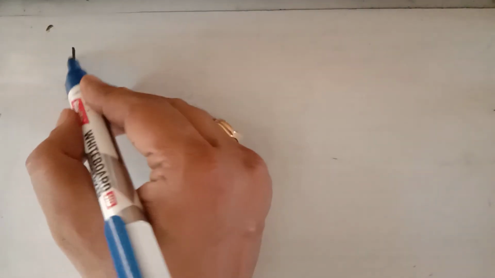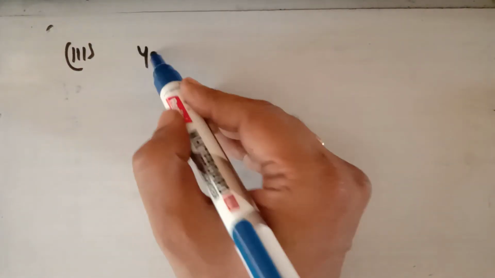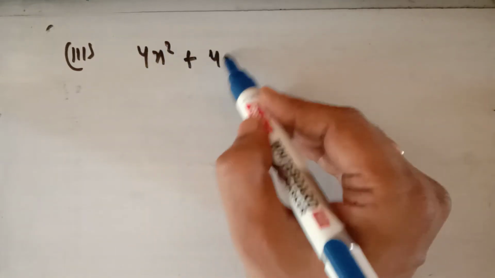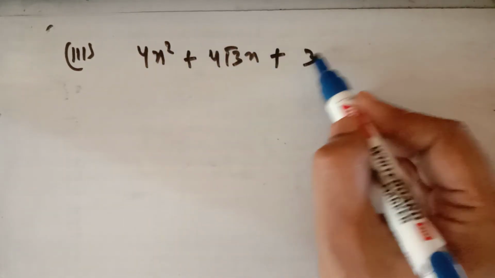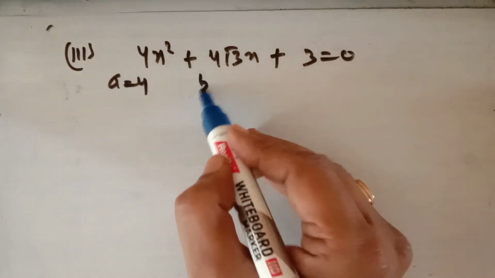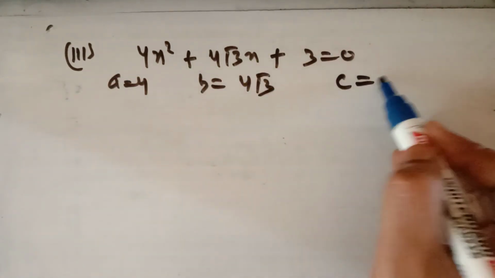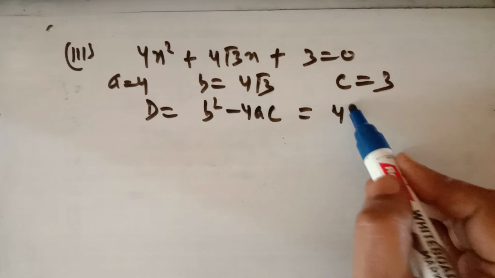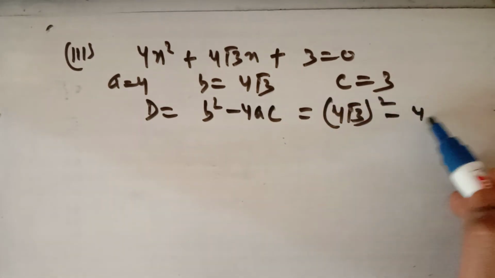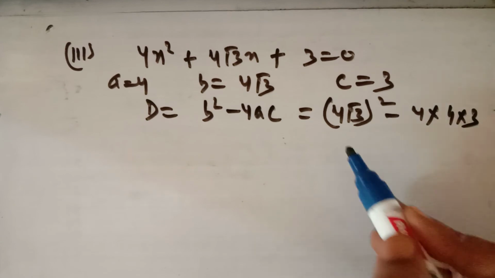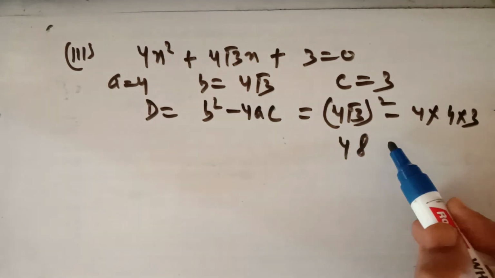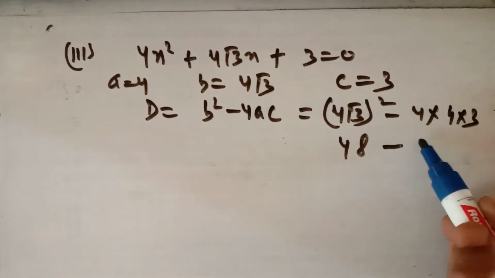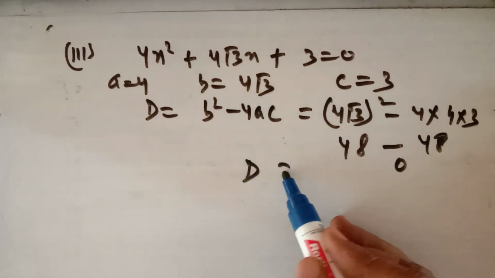Let us take one more part to have a good look over it. I am taking its third part, where we have 4x² + 4√3x + 3 = 0. So here a is 4, b is 4√3, c is 3. First of all find the discriminant, which is b² - 4ac, which is (4√3)² - 4 into a into c. So 16 into 3 is 48, and 16 into 3 is 48, that is 0. So the discriminant is coming out to be 0.